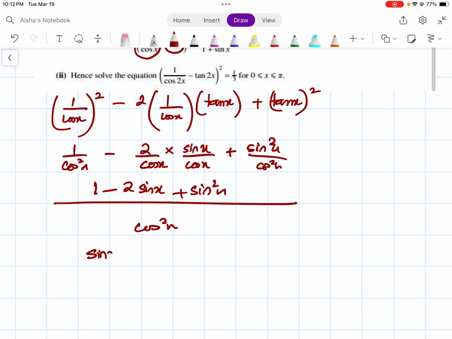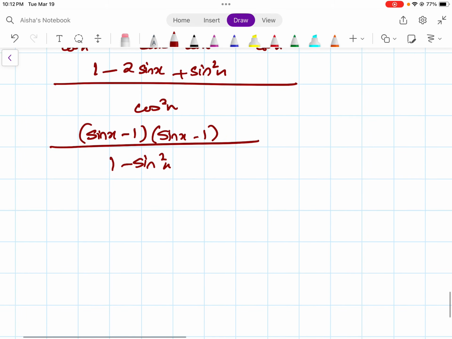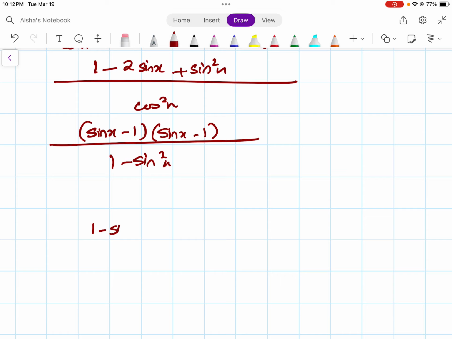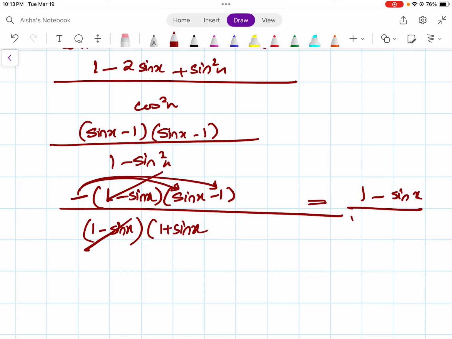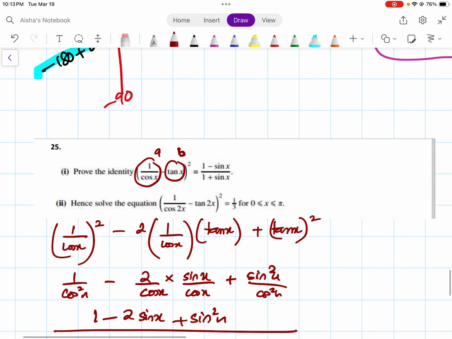It's going to be sin x minus 1 and sin x minus 1. Cos square x can be written as 1 minus sin square x, which can be written as 1 minus sin x, 1 plus sin x. And if I take the minus sign common out, 1 minus sin x, this cancels out. You are left with 1 minus sin x. I multiply the minus sign with both of them, which is what you had to prove. So this is proven.